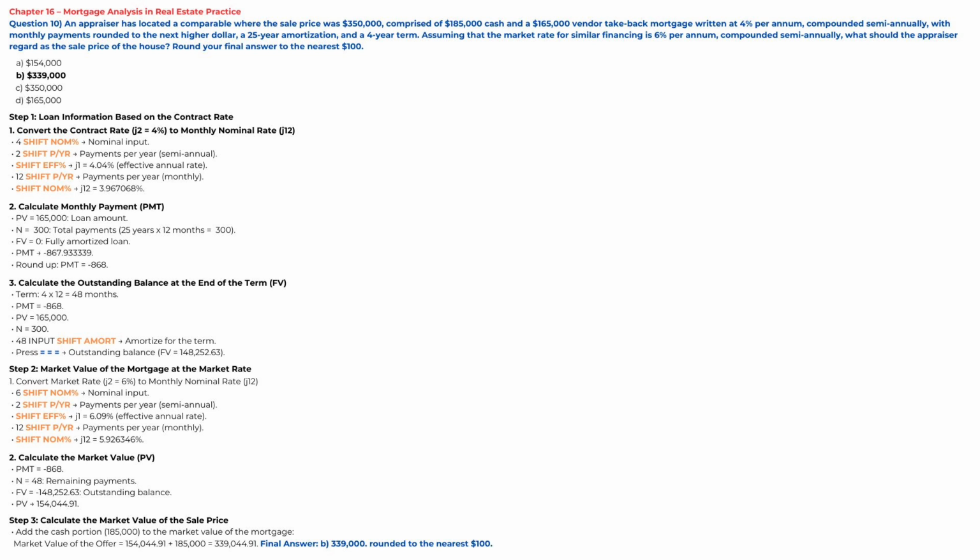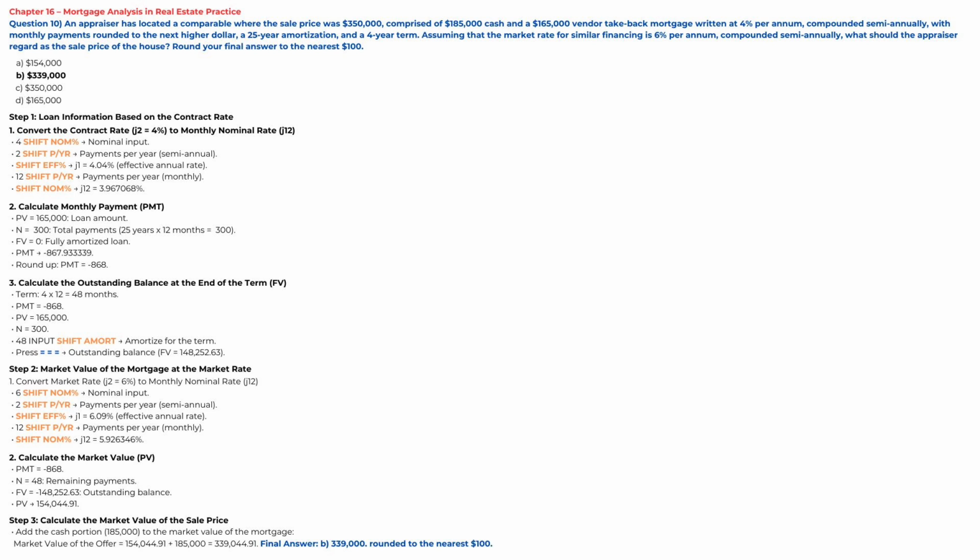Question 10. An appraiser has located a comparable where the sale price was $350,000, comprised of $185,000 cash and a $165,000 vendor take-back mortgage written at 4% per annum, compounded semi-annually, with monthly payments rounded to the next higher dollar, a 25-year amortization, and a 4-year term. Assuming that the market rate for similar financing is 6% per annum, compounded semi-annually, what should the appraiser regard as the sale price of the house? Round your final answer to the nearest $100.